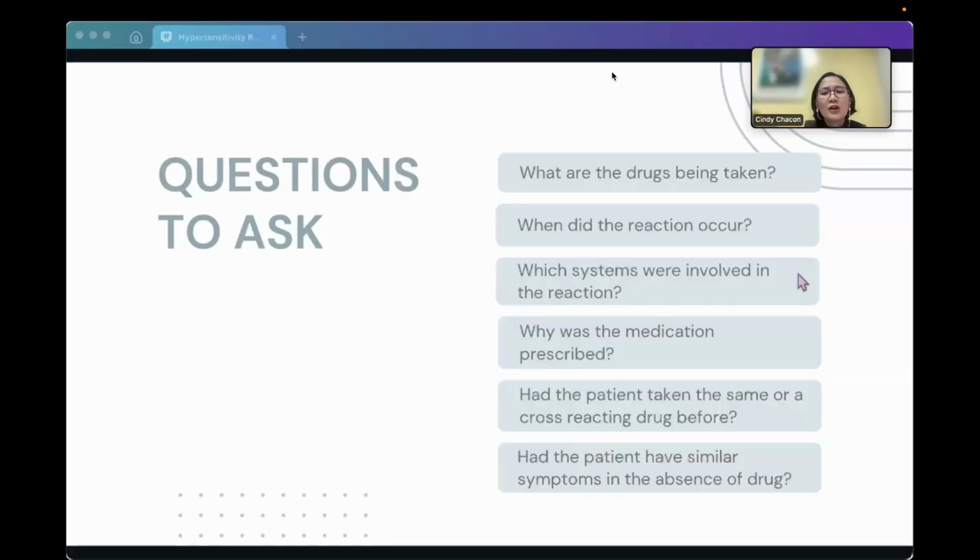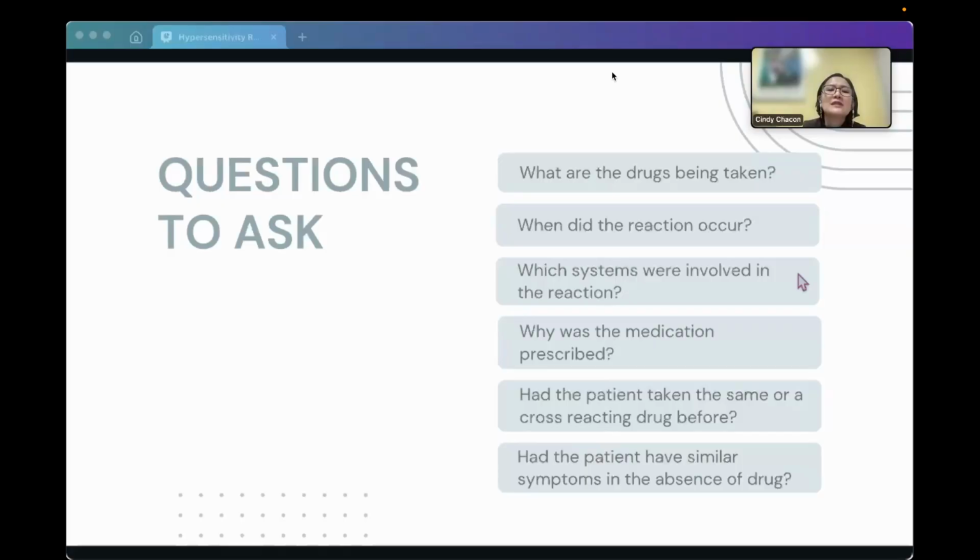Second, how long ago did the reaction occur? The time elapsed is very important. Is this an acute or an immediate type of reaction or a delayed type of reaction? Kaya nga siya yung start ng lecture ko, because I want you to be able to remember these two types of reaction. Remember that the timing of the reaction provides us critical clues regarding potential mechanisms.